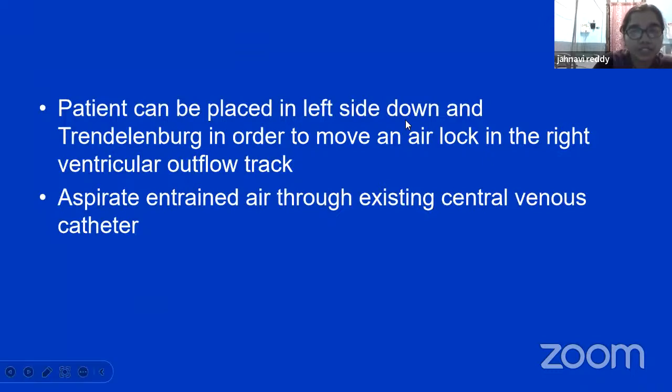The patient can be placed in left side down and Trendelenburg position in order to move an air lock in the ventricular outflow tract. Aspirate: we can put a central venous catheter prior to the surgery so that we can aspirate the air through the central venous catheter.